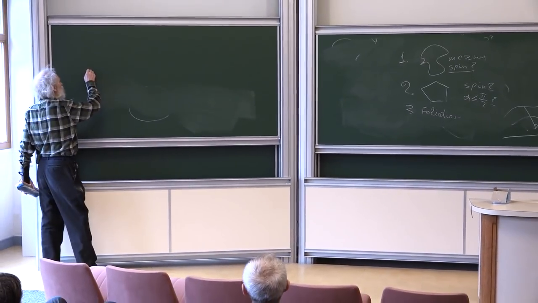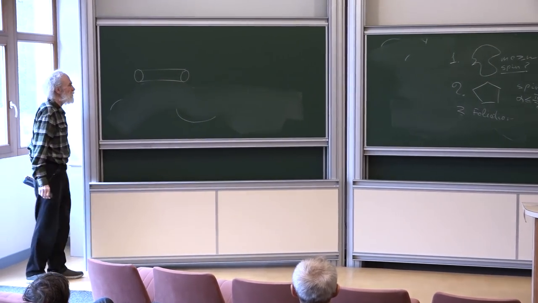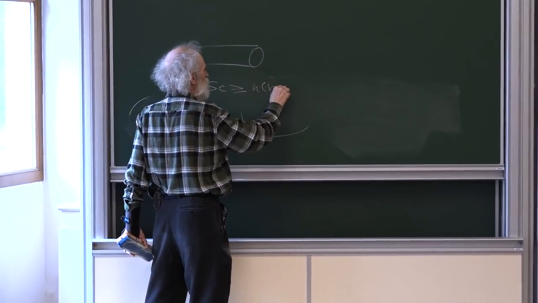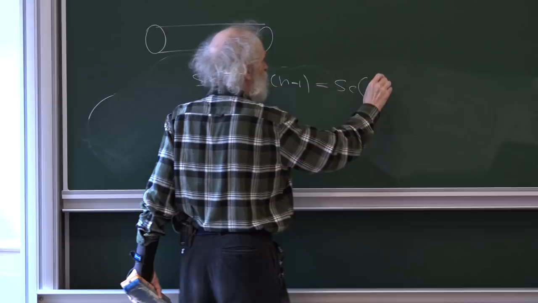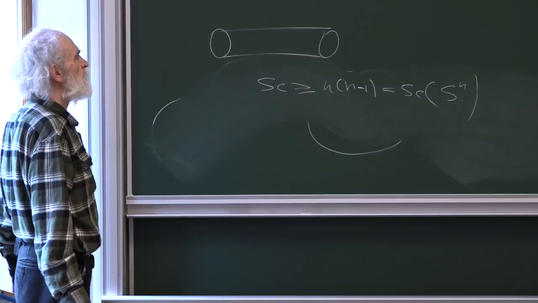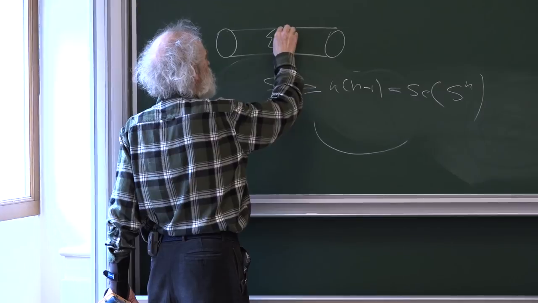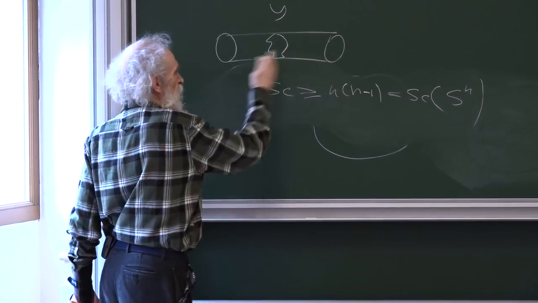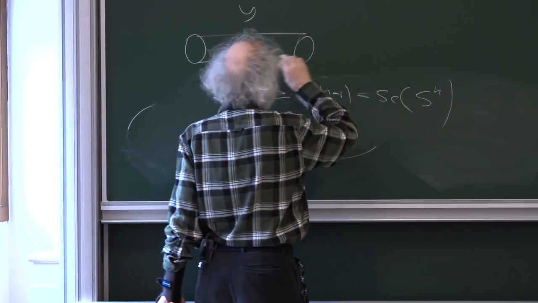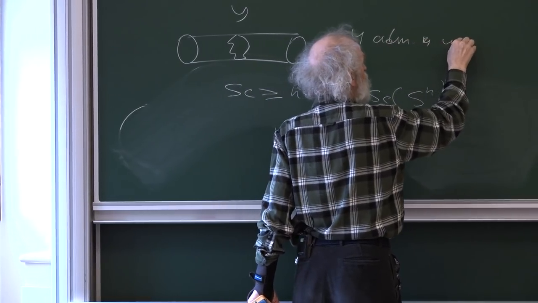And now, two theorems where it's purely variational. One of them is as follows. If I have a manifold with two ends, like, for example, a cylinder, and its scalar curvature is greater than n minus 1, which is the scalar curvature of the sphere, then the conclusion is that if I take any hypersurface Y here which separates the two ends, then this hypersurface Y admits a metric with positive scalar curvature.